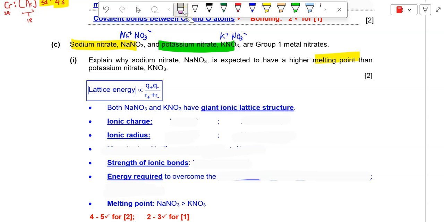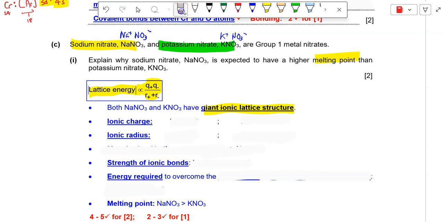What is the immediate concept that we need to compare? We have ionic compounds, so we typically compare the lattice energy. Recall lattice energy has to do with measuring the strength of ionic bonds. As a quick recap, Q+ and Q- refer to the charge of the cations and anions. R+ and R- represent the radius of the cations and anions.